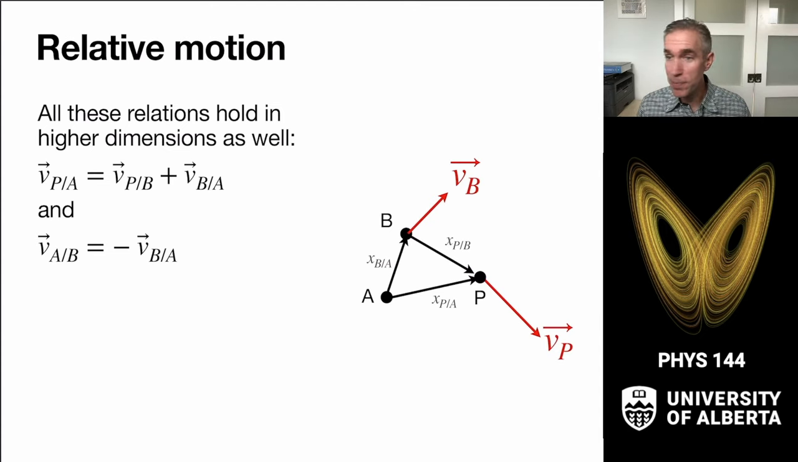All of these relationships hold perfectly well in higher dimensions. All I've done here is added the velocity vectors, and if I consider A with respect to B, that's moving the opposite direction of B with respect to A. So these all hold in one dimension and higher dimensions.